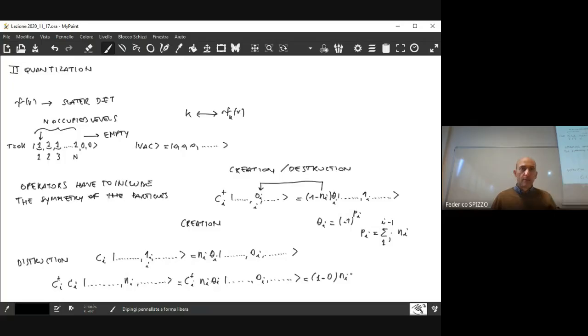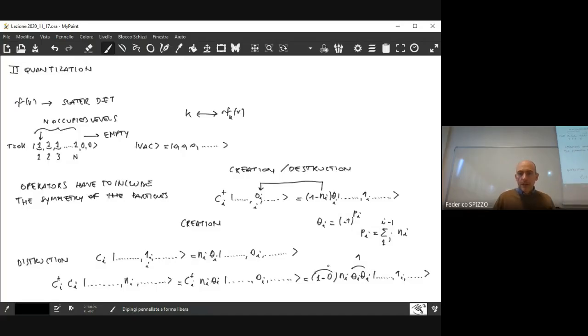Then I have Ni that was there after the action of the destruction operator. Then I have another theta i. So for the moment I have theta i times theta i, and then I have a state with 1 electron in position i. So this product here, theta i times theta i, gives me 1, because irrespective of the sign of theta, the theta to the power of 2 is always 1.